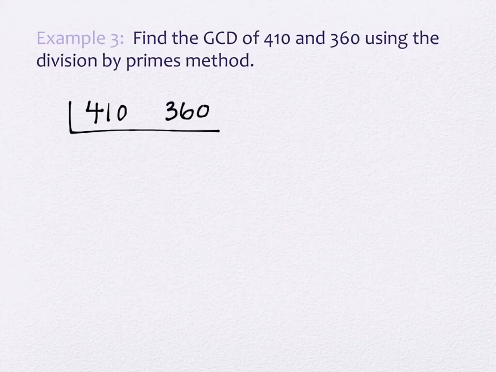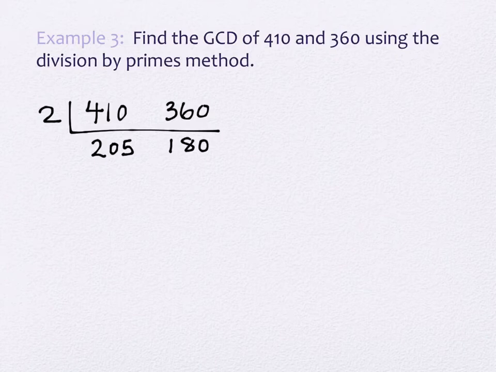So 410 and 360, what is the smallest prime number that divides them both? It's 2. But if I divide 410 by 2, I get 205. And if I divide 360 by 2, I get 180. So they no longer both divide by 2. So I don't try that. We'll go to the next prime. Do they divide by 3? No. Do they divide by 5?